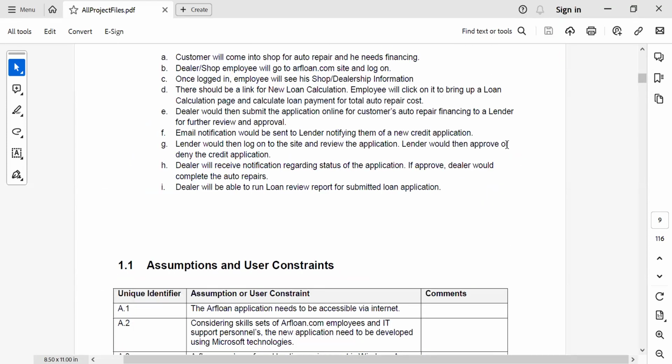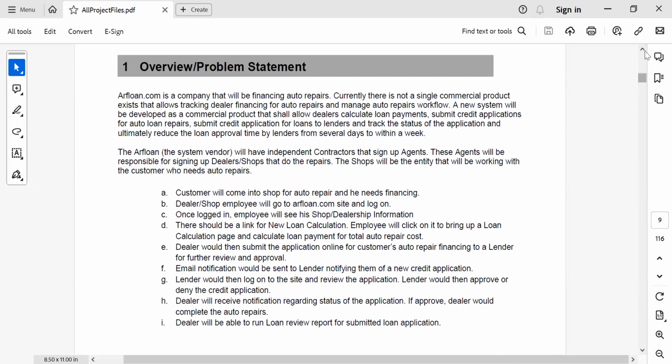Okay, so I'm going to leave the problem description here, right here. Read the one which Herschel is highlighting. That's the problem statement. Read that and see if that gives you an idea when it will be used. So the customer will go to the shop and they will want to know the loan amount to repair. I'm looking at the diagram. There should be a link for new loan calculation. The employee will click on it and bring up a loan calculation page and calculate the loan payment for a total auto repair cost. So that's when they calculate the loan.